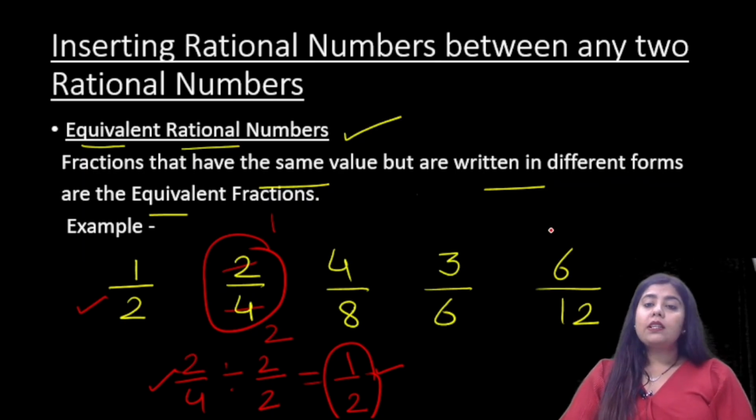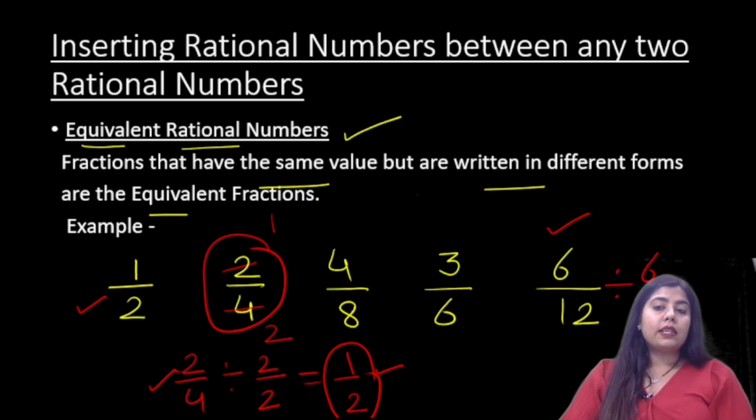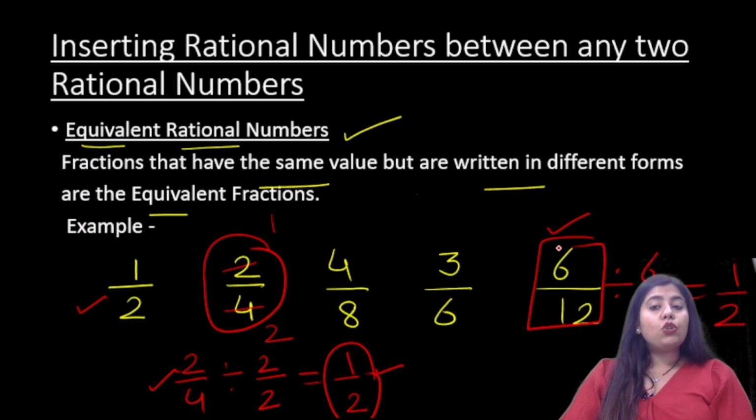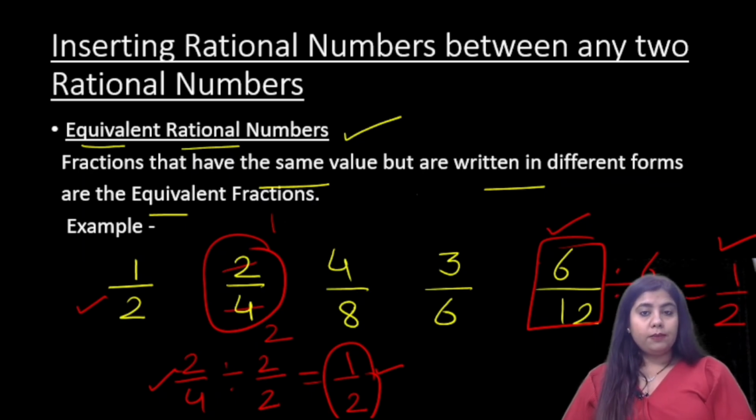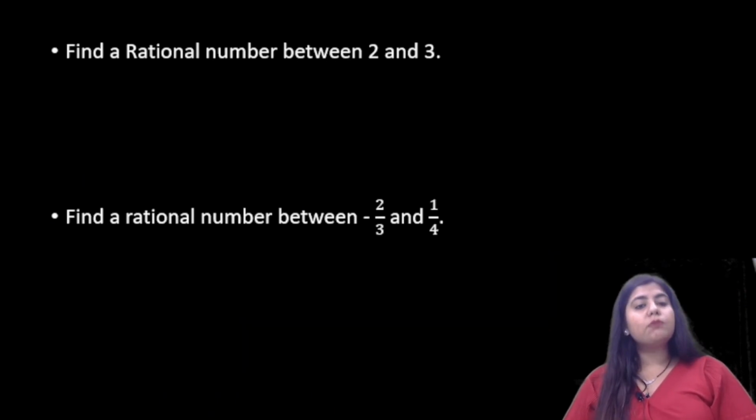In a similar way, let us see this example, 6 upon 12. If I divide 6 upon 12 by 6 by 6, then also we will get 1 by 2. It means 6 by 12 is also an equivalent fraction of 1 by 2. Clear? Now we will learn how to insert rational numbers between any two rational numbers.